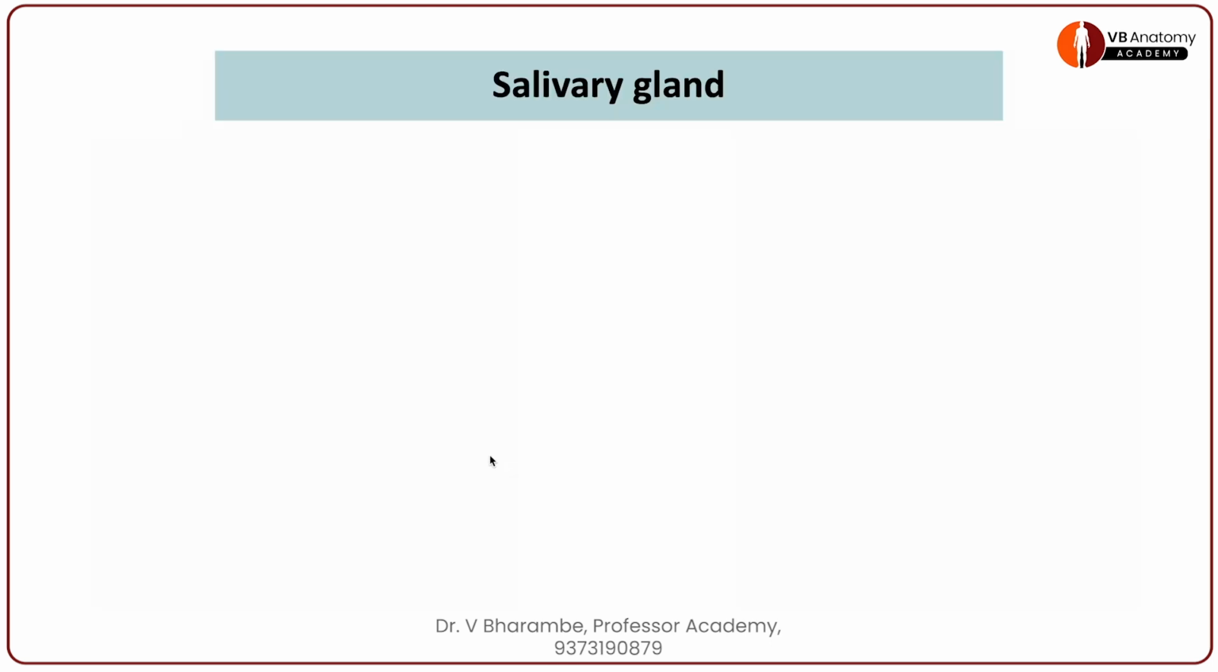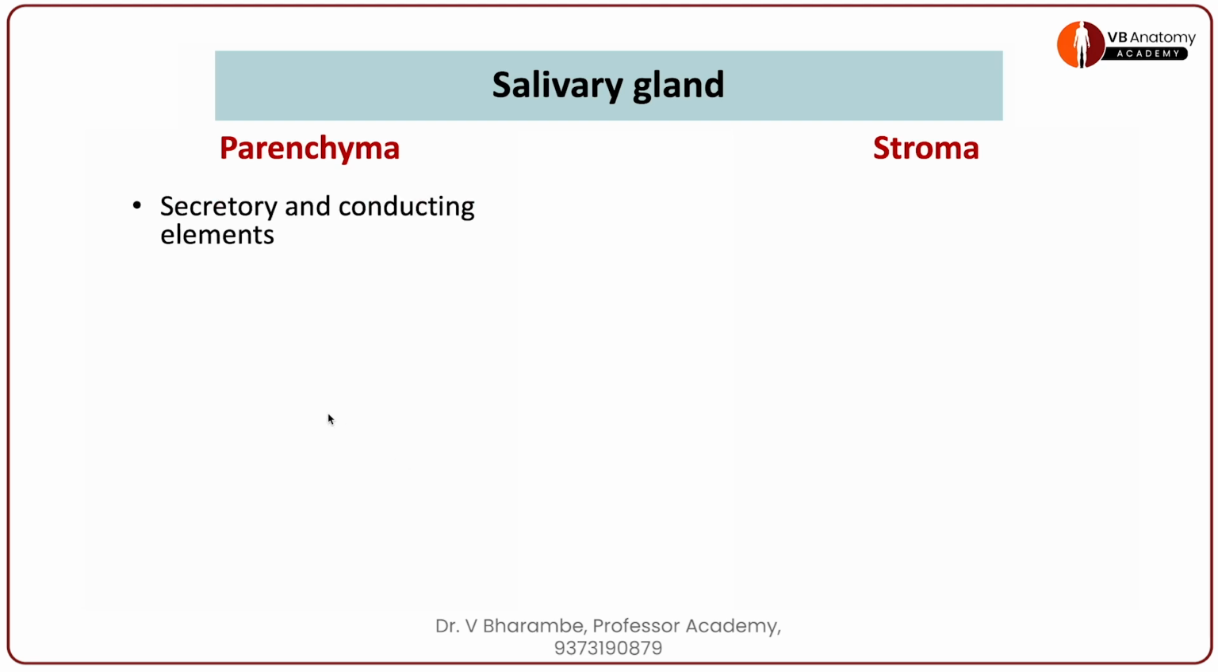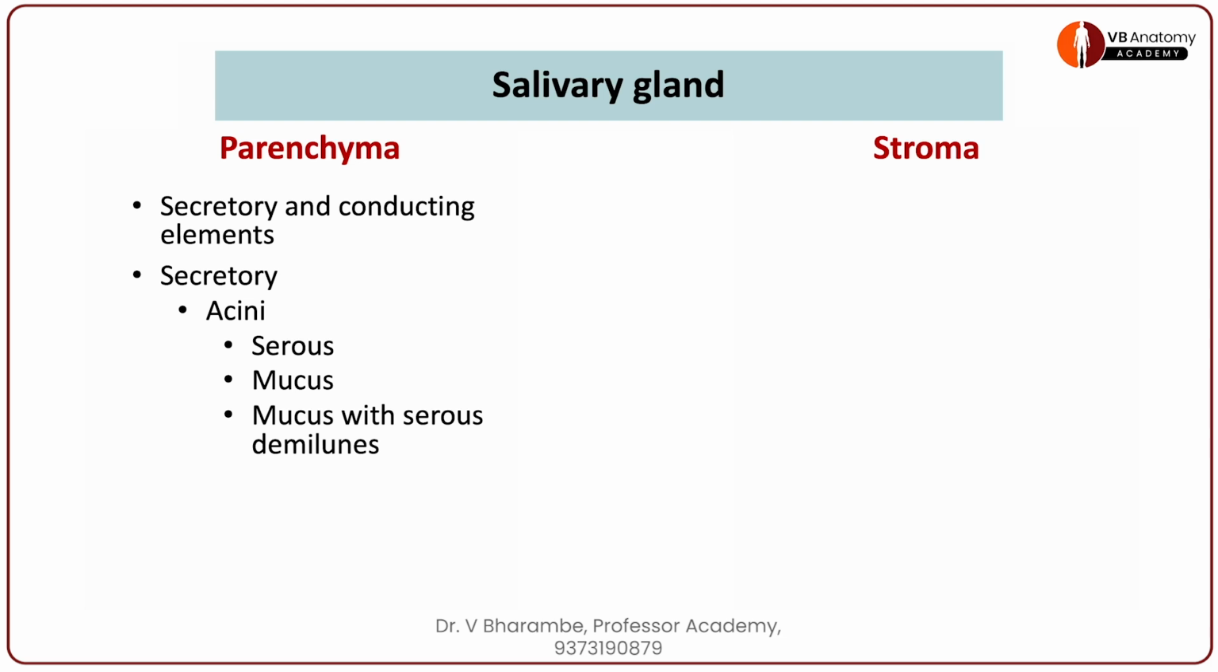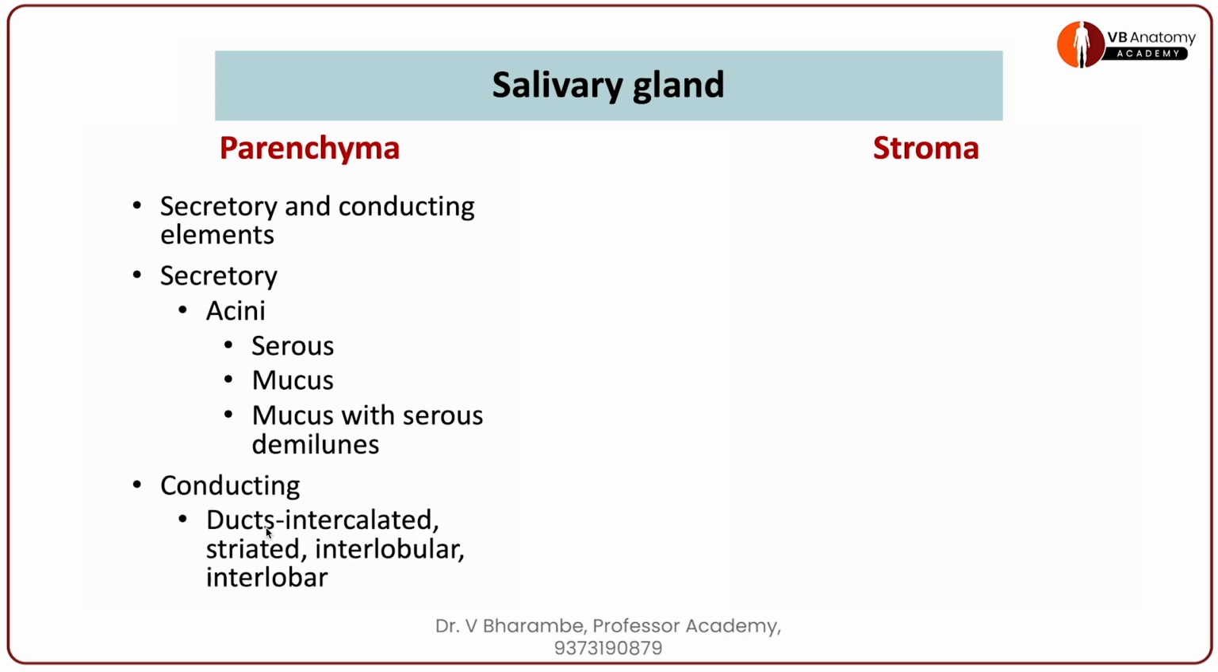The salivary gland is made up of parenchyma and stroma. What is parenchyma? Parenchyma is the secretory and conducting element, that part which will produce the saliva and carry it. So who produces saliva? The acini, which can be serous, mucus or mucus with serous demilunes. And who carries the saliva? The conducting element, which is the ducts. So there can be intercalated ducts, striated ducts, interlobular ducts, etc.